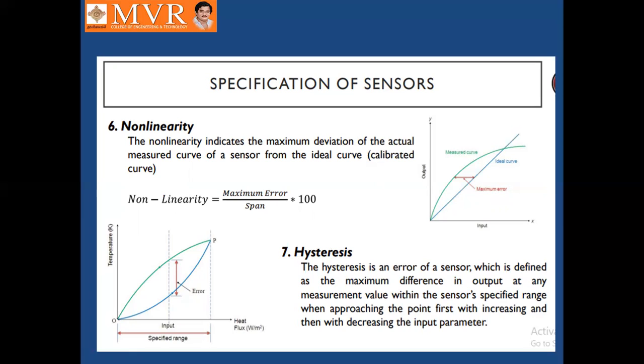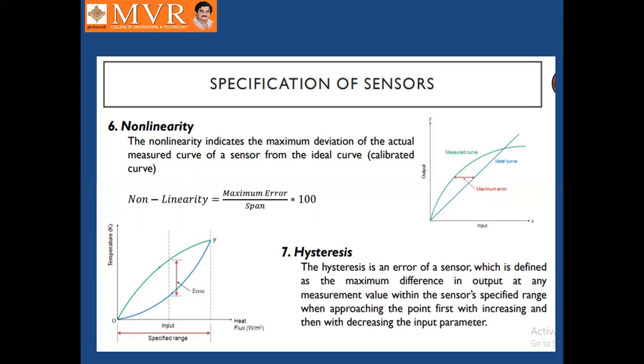At the same time, there is the ideal curve, and while doing calibration, the measured curve is the calibration curve. The difference between the measured curve and the ideal curve we can call the maximum error.